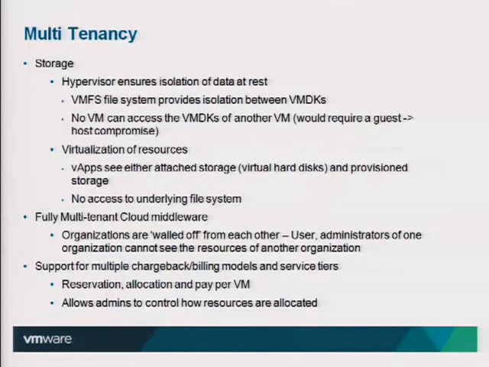VApps see only direct attached storage, basically virtual hard disks. They do not have any access to the actual underlying file system. And in fact, in our secure deployment guide, we recommend that VMs be networked in a way that they can never actually get to the back-end data stores. The ESX host should be able to talk to the back-end data stores, but the VMs that are actually running do not need any access to the back-end data stores.